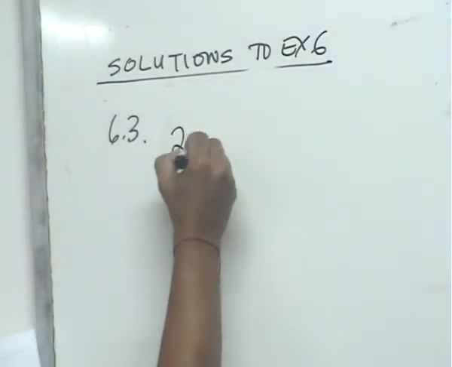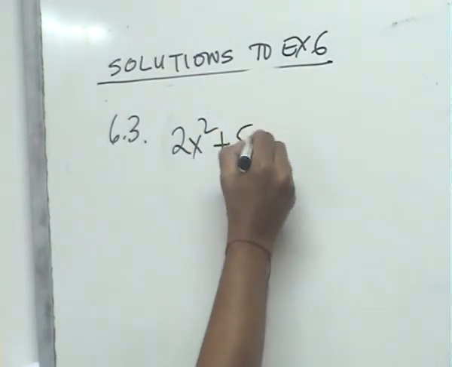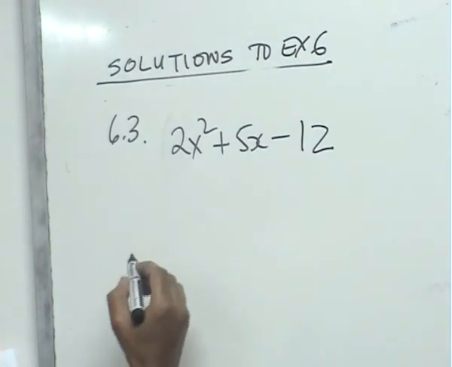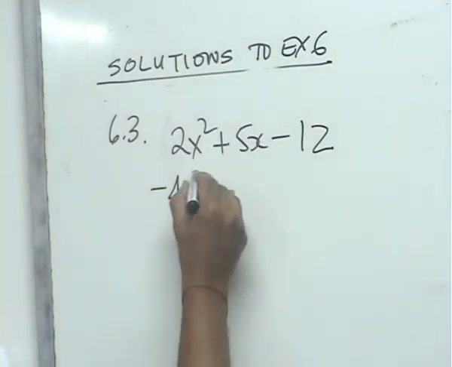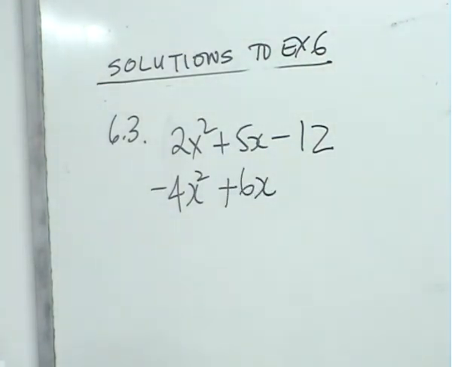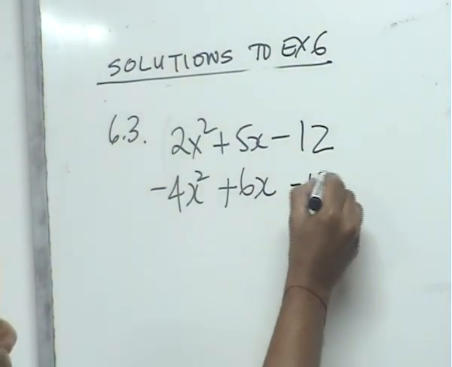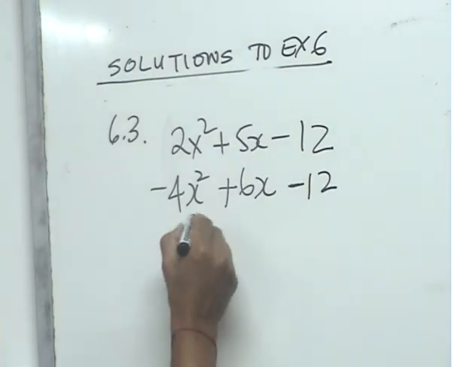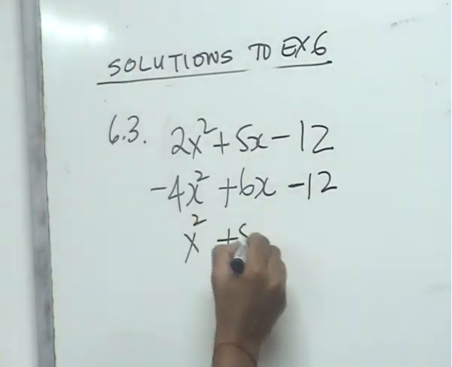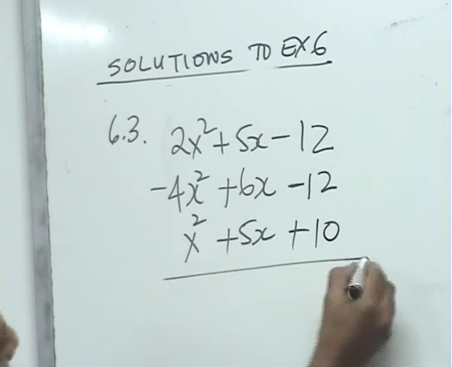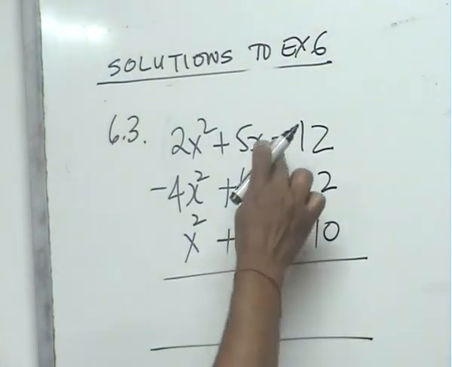6.3, you write the first expression just like that. So there's your 2x squared plus 5x minus 12. Then you must make sure that anything else you write is in the correct column. You got minus 4x squared, so it will come here under x squared. Then you got plus 6x, it will come under here under x. Then you got minus 12, it will come under this minus 12. Then if you take the next number, it is x squared, well it will come in the x squared column. Then you got plus 5x, it will go under x. And then you got plus 10, it will go there, under the number. And then you add it up.